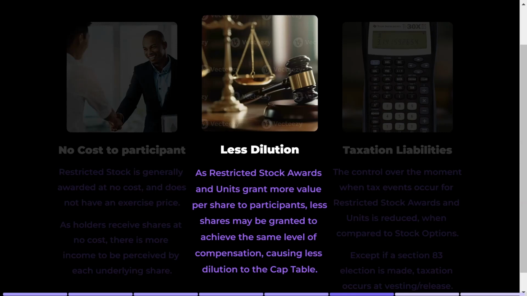So you will need to issue half of the stock that you would need to issue for an option, and that's just an example for a simplification. That's not how we do this calculation. I just want you to understand that RSAs and RSUs offer more value. So if they offer more value, less units, less shares need to be issued to offer the same value to the employee or participant. This will cause less dilution, especially for private companies or closely held companies.